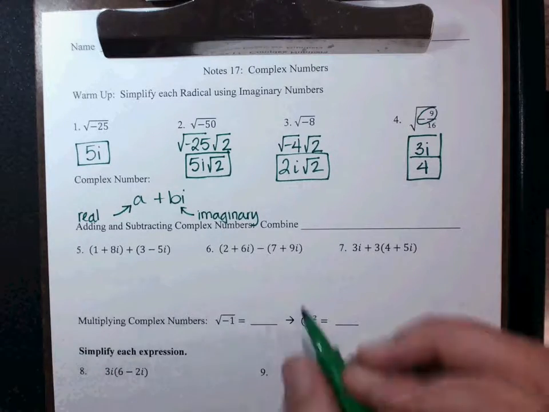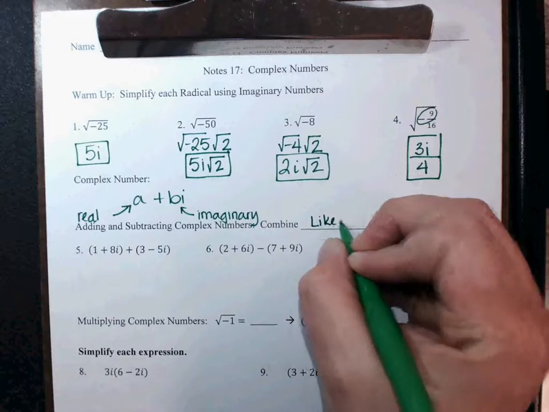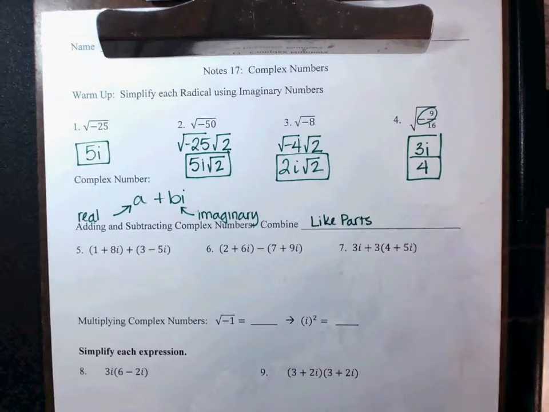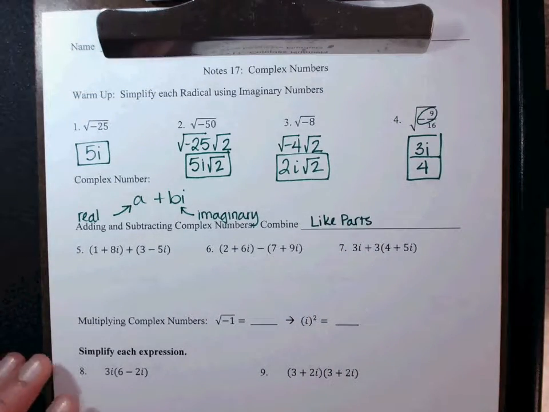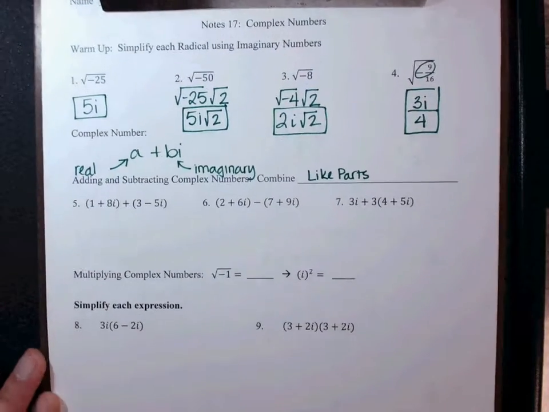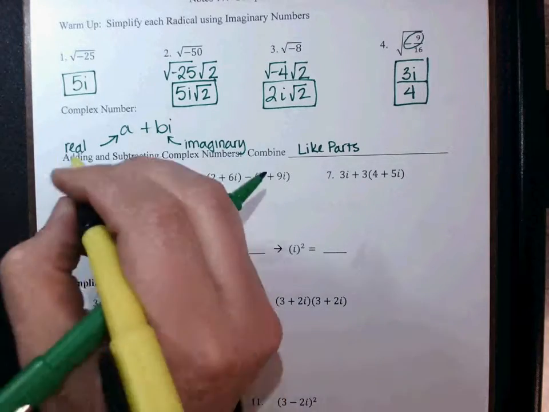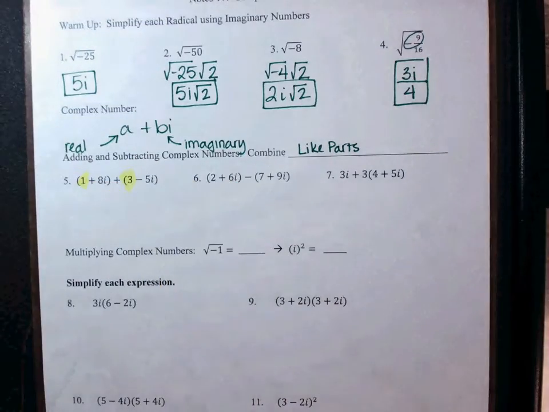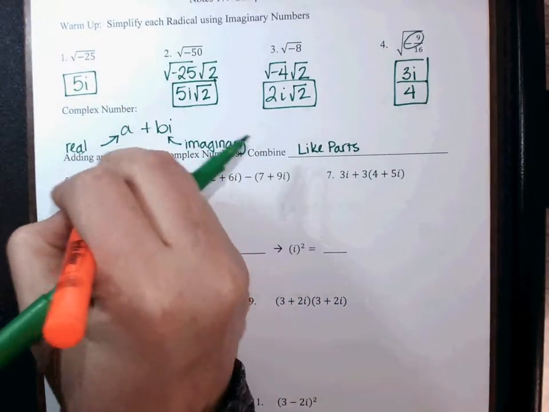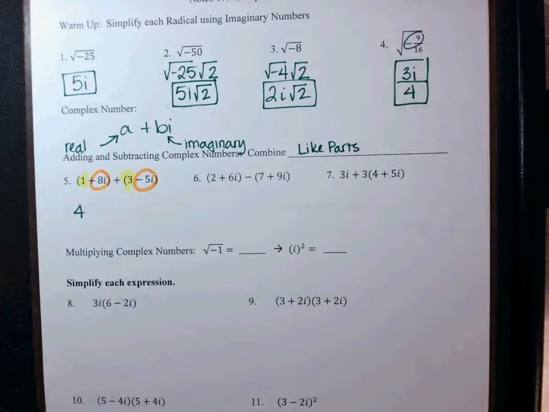Okay, you are going to combine like parts. This first part should be super easy. If I'm doing number 5, I am going to combine the parts that are either both real or both imaginary. Looking at number 5, which parts that are both real can combine? 1 and 3. What is 1 plus 3? Great. Now I'm going to combine the imaginary parts. I have an 8i and a minus 5i. How many is that? 3i. You are done.